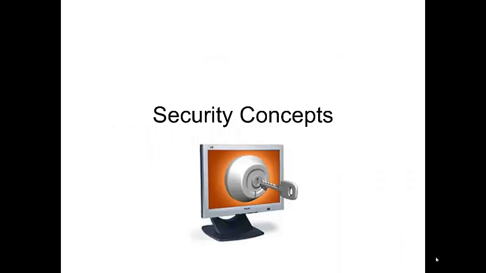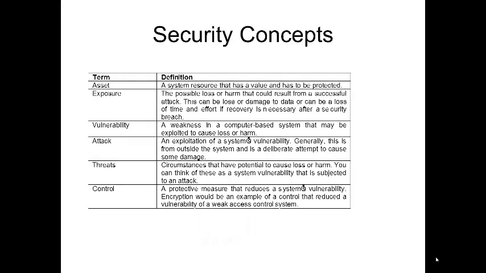So, take a look at a few security concepts. Terms: an asset is a system resource that has some value and needs to be protected. An exposure is possible loss or harm that could result from a successful attack. A vulnerability is a weakness in a computer system that may be exploited to cause loss or harm. And an attack is an exploitation of the system's vulnerability. Threats are circumstances that have the potential to cause loss or harm, but may not be realized, and a control is a protective measure that reduces the system's vulnerability.